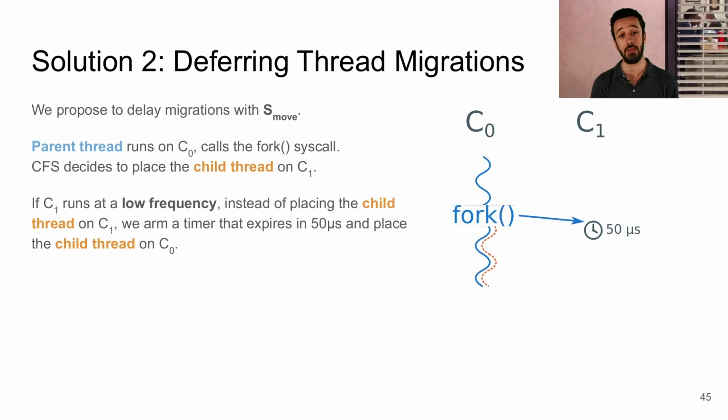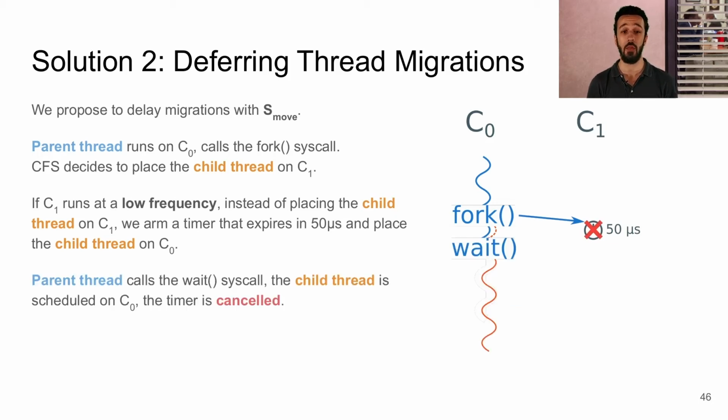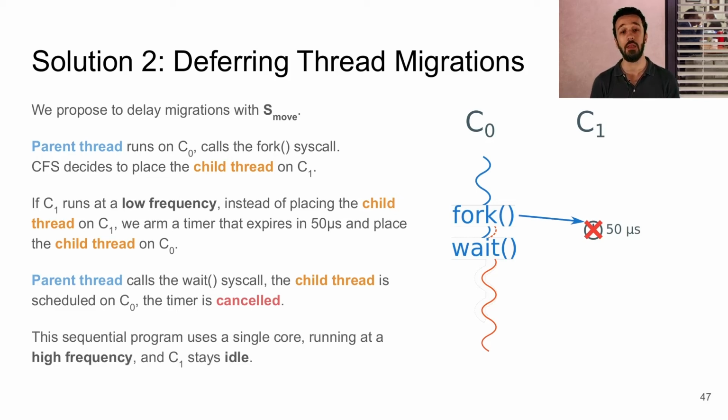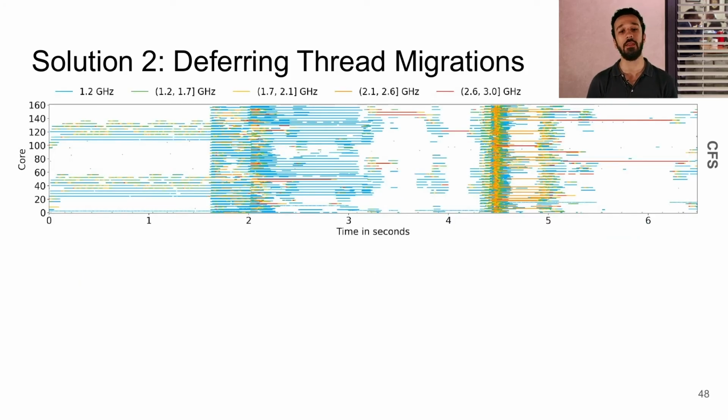However, in the best case, here is what happens. During the 50 microsecond window, the parent thread stops using the CPU because of a wait system call, for example. The child thread is then scheduled on C0. When this happens, we cancel the timer. In this situation, we avoid using two cores for a sequential program. We use a core with a high frequency and avoid waking up an idle core. Let's see how this translates with our case study.